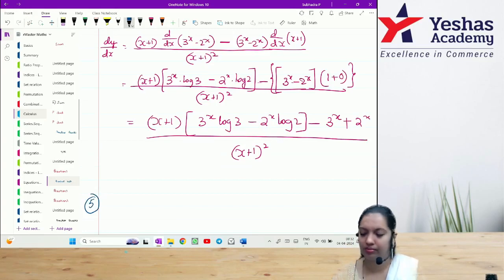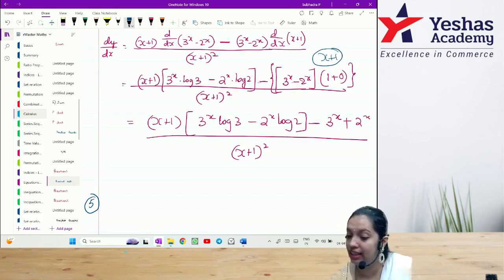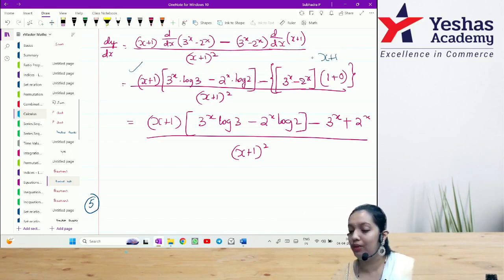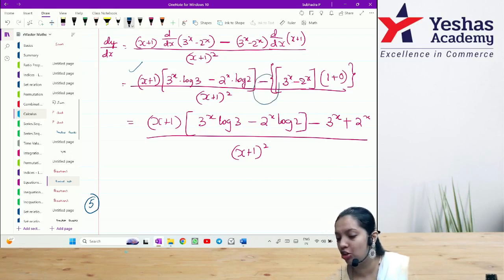Fifth one. Bhavana, what's the doubt here? X plus 1 will not cancel. Whenever there is a plus or minus sign, you can't cancel. Suppose here also you had x plus 1, then you could take the full expression as common outside and then cancel. But when this is not there, you can't cancel it. If you have any plus or minus sign, you can't take something as common or cancel it.